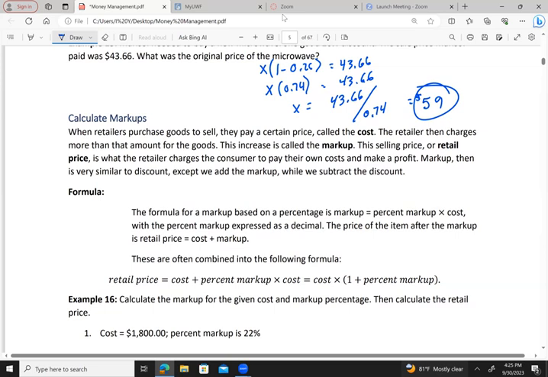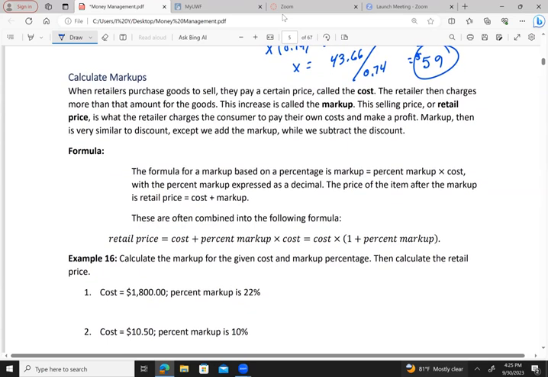Markup then is very similar to discount, except we add the markup while we subtract the discount. The formula for a markup based on percentage is markup equals the percent times the cost, the percent markup expressed as a decimal. Price of the item after the markup is retail price equals cost plus markup. We often combine these and we get retail price equals cost plus percent markup times cost, or cost times 1 plus percent markup.